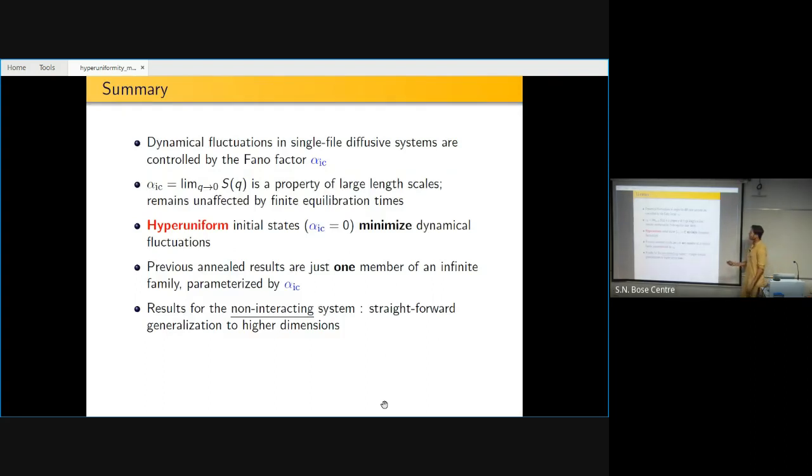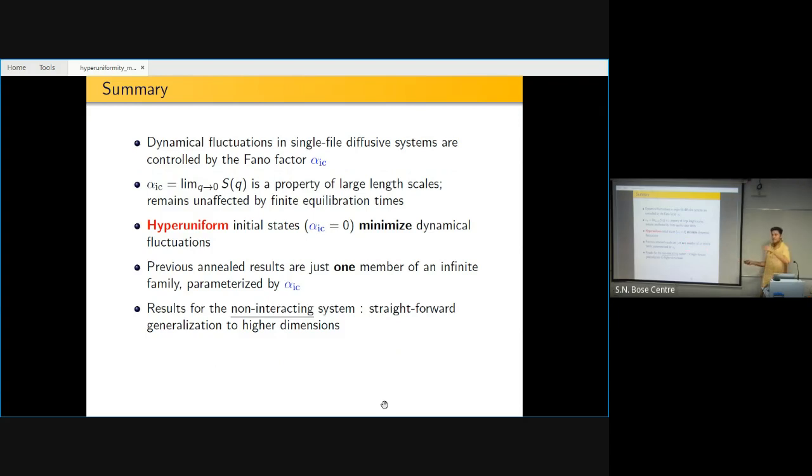Just to summarize, the main point is that dynamical fluctuations in single file diffusive systems are controlled by the Fano factor alpha IC. This binary way of looking at these single file systems through annealed and quenched is an incomplete picture. The complete picture is provided by alpha. What is this alpha IC? It is just a limiting structure factor. It is a property of large length scales, and it remains unaffected by finite equilibration times. If you have hyperuniform states where alpha IC is 0, the consequence is that you minimize the dynamical fluctuations, because they give you the quenched result, which is the lower line. And the previous annealed results, which people had previously got, you can now show are just one member of an infinite family parameterized by alpha IC.